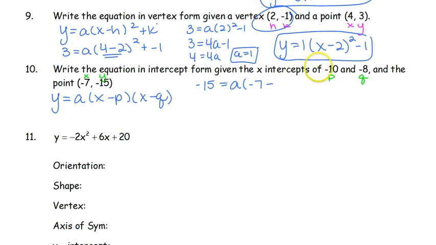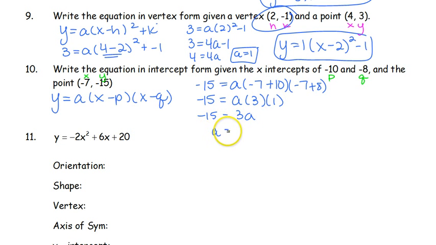minus one of your intercepts, minus a negative gives us a positive 10. We have that x again, so we use negative 7 again. Minus our q, our other intercept, minus a negative is a positive. So negative 7 plus 10 gives us 3. Negative 7 plus 8 is 1. Negative 15 is equal to 3a. Divide by 3, and we get a is a negative 5.